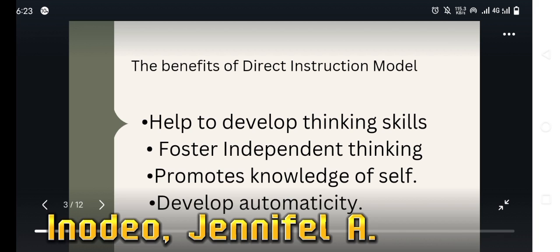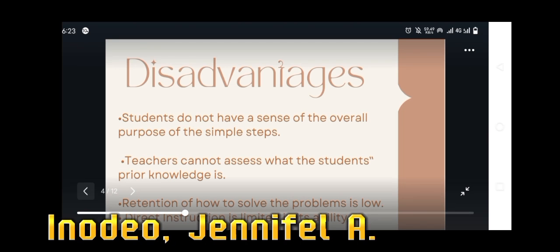self-understanding. And lastly, we have developing automaticity, which gives students the skills to apply and complete a task automatically through guided practice and independent practice. And also, we have disadvantages in using the direct instruction model.